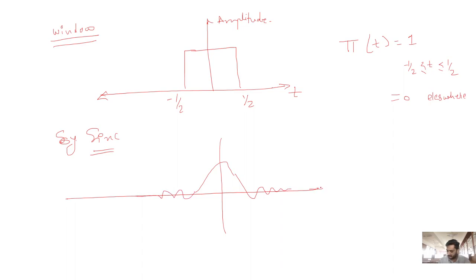You might have seen this. Can anyone tell me what is the value of this sinc equation? It is sine t divided by t. I don't expect you to remember this, but it is going to appear again and again, and at the end of this subject it will be more familiar to you. It is a sinc equation. We are not going to deal with it right now, but when we start with the Fourier series and the Fourier transform, this will start appearing again and again.